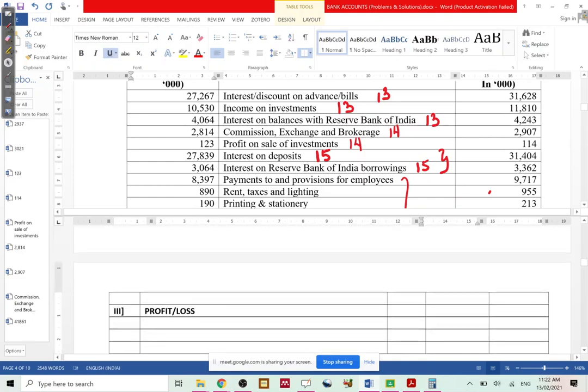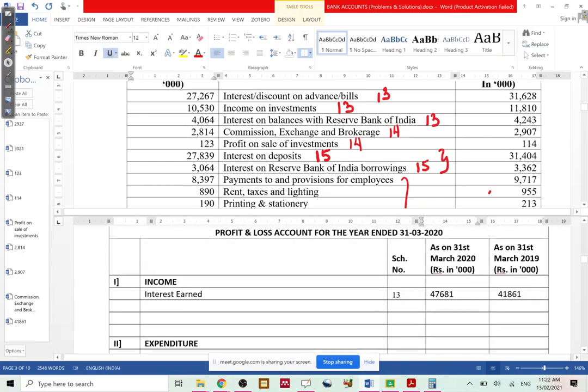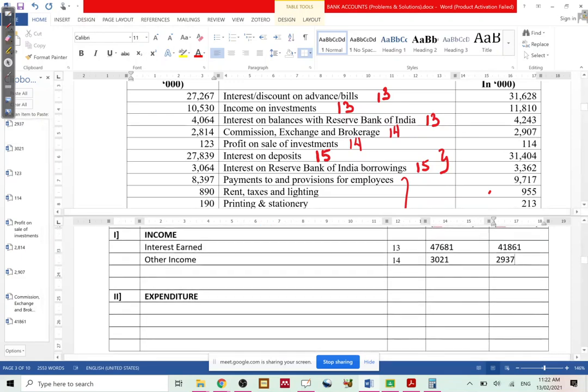So in the profit and loss account, again under income itself, we have other income, schedule 14. Alright, and what are the amounts? 3,021 for the current year, 2,937 for the previous year. So done. As per the format, interest and other income, only two schedules fall under income.